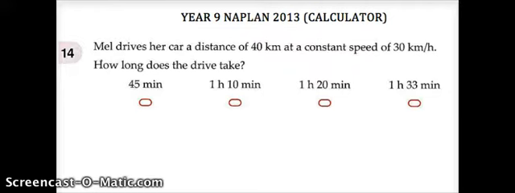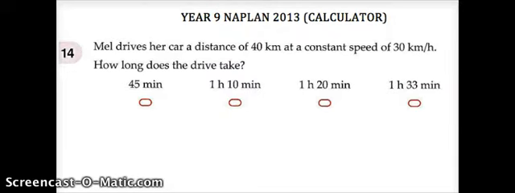Now for question 14 of the 2013 calculator paper. Mel drives her car a distance of 40 kilometres at a constant speed of 30 kilometres per hour. How long does the drive take?